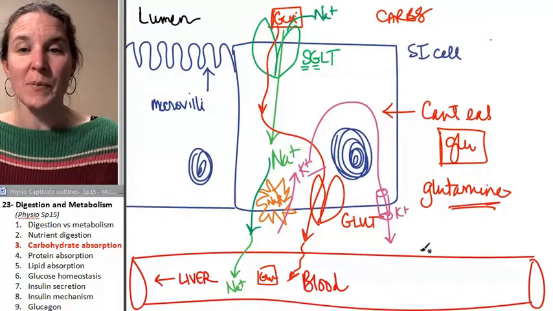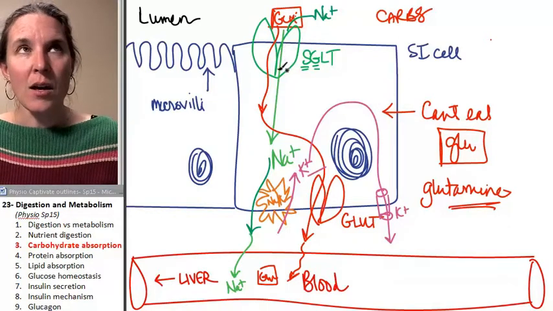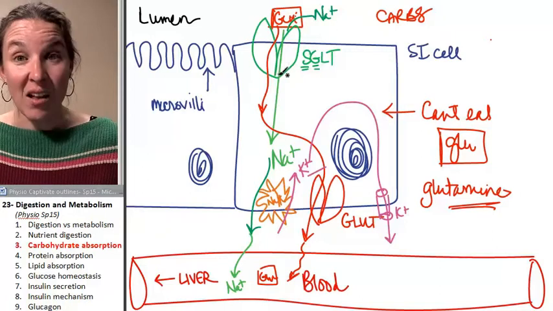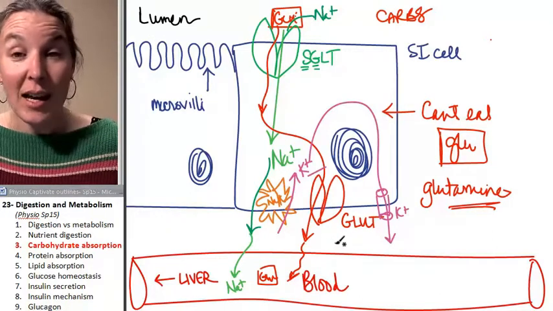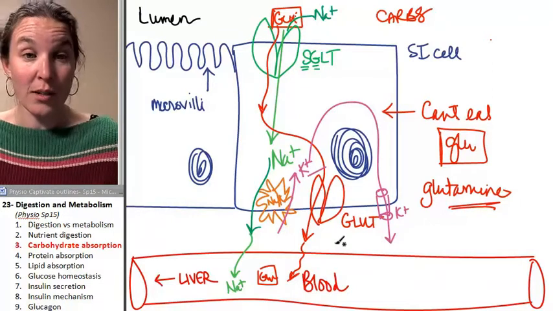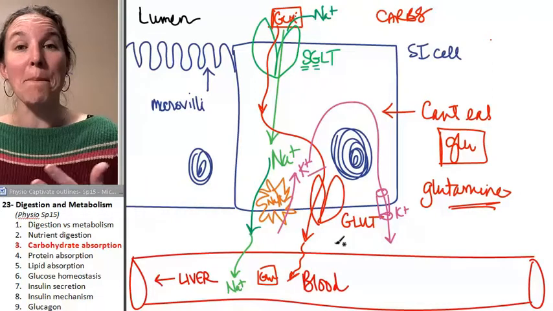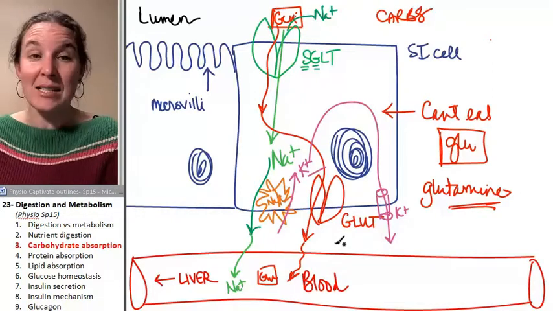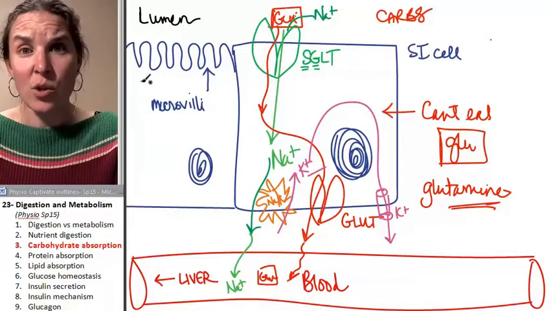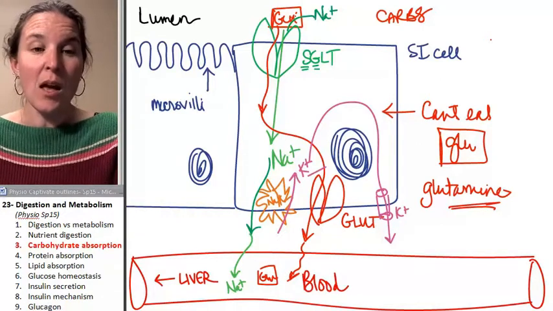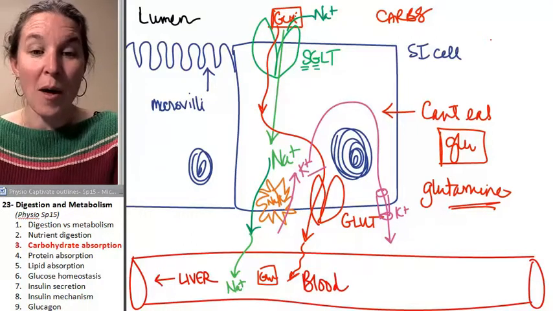Do you see how if I set up a small intestine cell with these transporters in this configuration, I can actually absorb glucose as long as I want? That's really important. In fact, we're going to come back to that and spend the whole last part of the lecture talking about how we get the glucose into the rest of our cells. But before we do that, let's talk about protein absorption and how we go about that process.